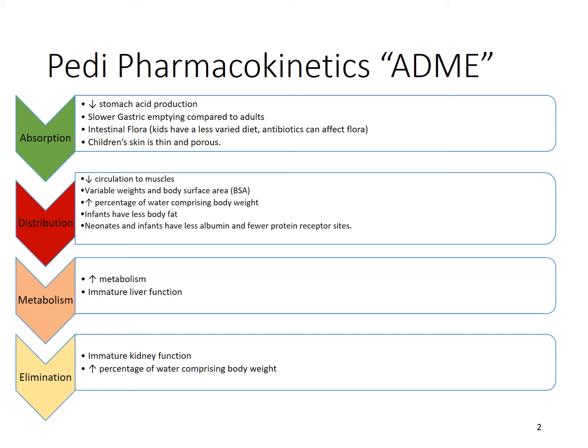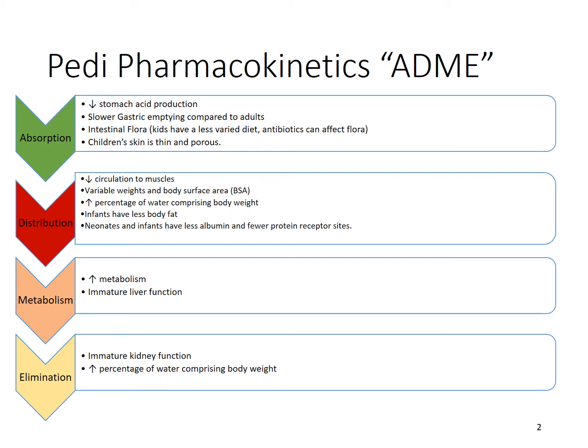Children's skin is thin and porous, so topical medications are more readily absorbed. That also happens with things like lotions, so just be very mindful you're using children's products when you're dealing with an infant. Distribution: decreased circulation to muscles because they don't have as many muscles as we do. I mean, the size of the muscles.